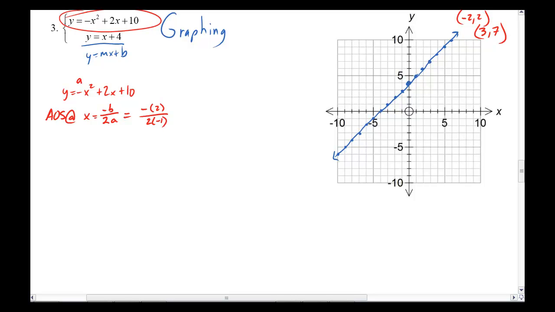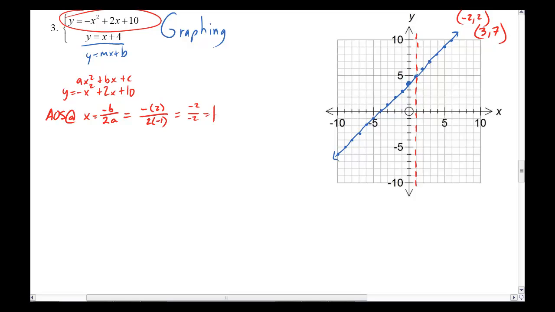Hopefully you're getting comfortable with this by now, but ax squared plus bx plus c. So c is 10, b is 2, a is negative 1. So I put those in. I end up with negative 2 over negative 2, which is 1. That puts my axis of symmetry right here. And we got our axis of symmetry at 1.